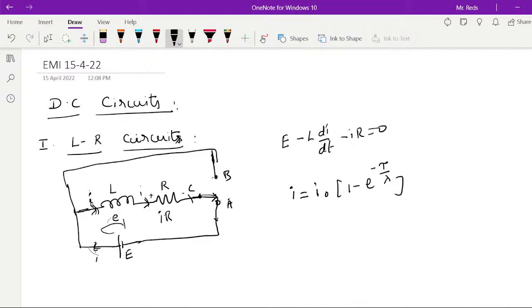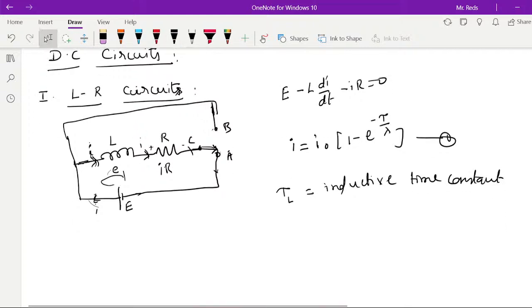Take this as equation 1, where tau is called the time constant. Actually speaking, not time period, but time constant, the inductive time constant. You can also call it tau L. This time constant is defined in a different way: tau L is taken as lambda.